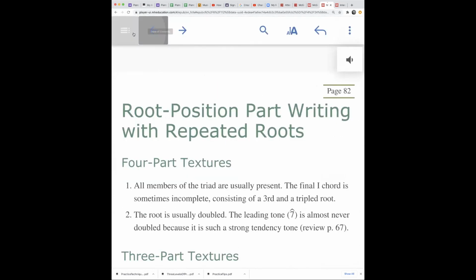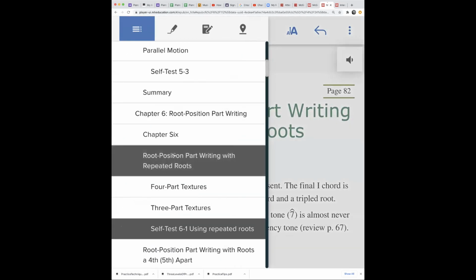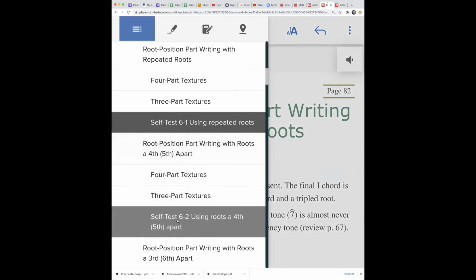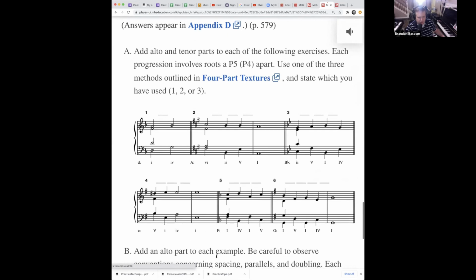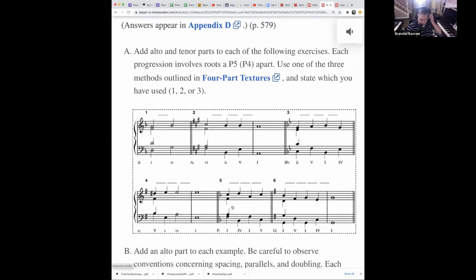We don't want to be there. We want to be in self-test 2, 6, 2. Here we go. Remember these? Let's do this F one right here. So the root is moving a fifth away.